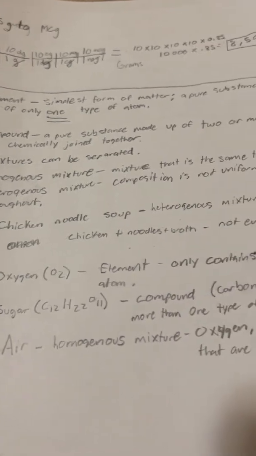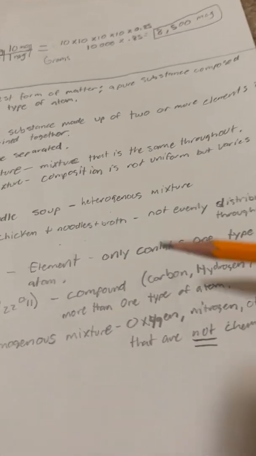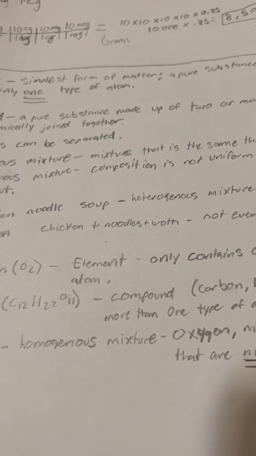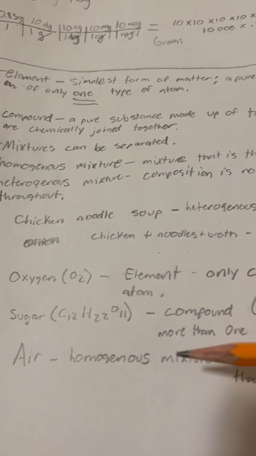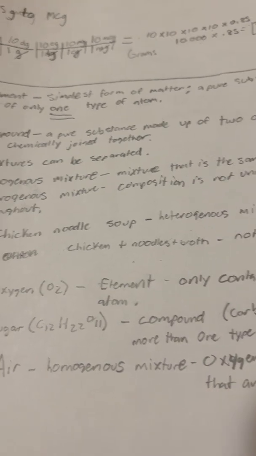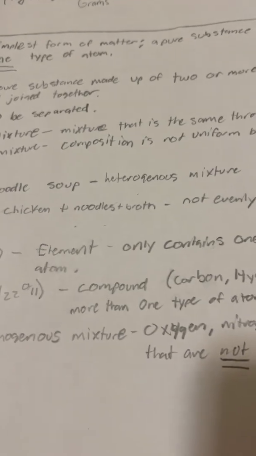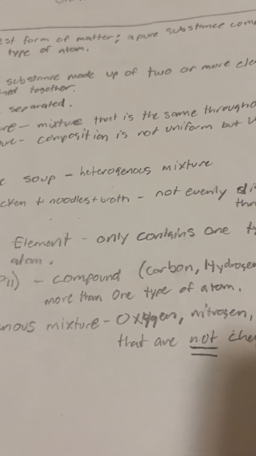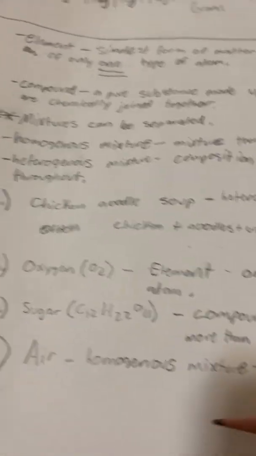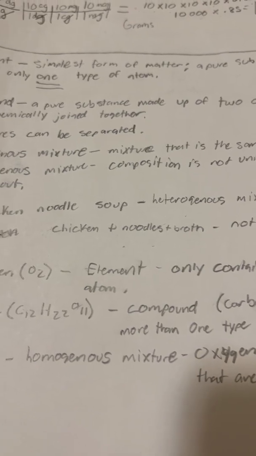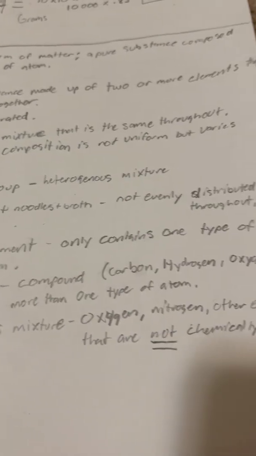Chicken noodle soup is a heterogeneous mixture, chicken plus noodles plus broth, and it's not evenly distributed throughout. Oxygen only contains one type of atom, so it is an element. Sugar is C12H22O11, and it's a compound. It's composed of carbon, hydrogen, and oxygen. It has more than one type of atom. And air is a homogeneous mixture. It contains oxygen, nitrogen, and other elements that aren't bonded together.